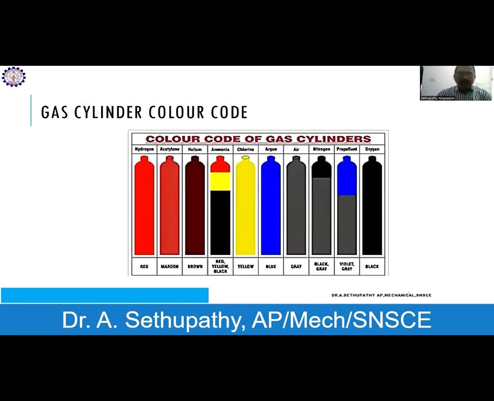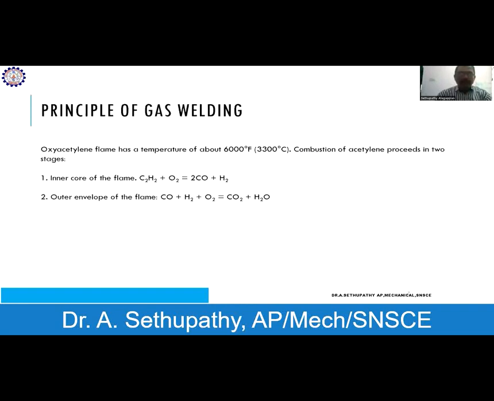This is the indication of gas cylinders with color codes. Each color represents a different type of gas. Red is hydrogen, maroon is acetylene, brown is helium, red, yellow and black is a combination, ammonia, and yellow is chlorine. These are examples of the types of fuel gas we use in the process. The gas cylinder color indicates which type of gas is filled inside.